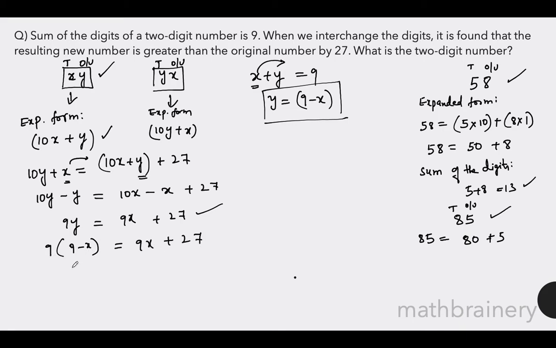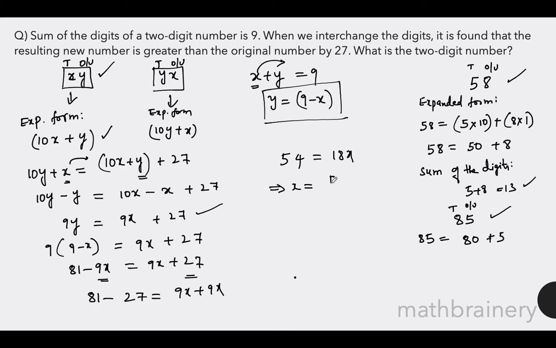So 9 into 9 minus x is equal to 9x plus 27. 9 into 9 minus x is 81 minus 9x. This is equal to 9x plus 27. Now this is a linear equation. So let's transpose this negative 9x to right hand side and 27 to the left hand side. You get 81 minus 27 is equal to 9x plus 9x. 81 minus 27 is 54. This is equal to 18x. So what is x? X is equal to 54 by 18, which is 3.